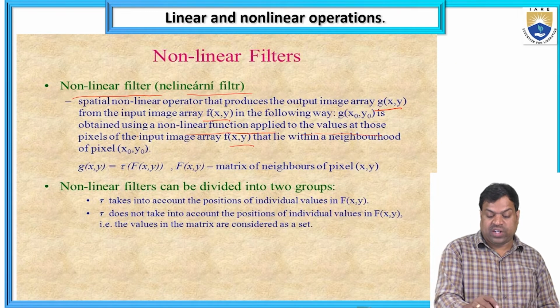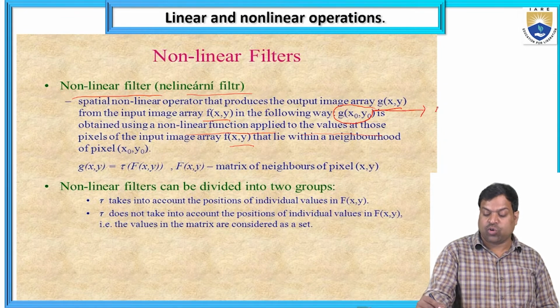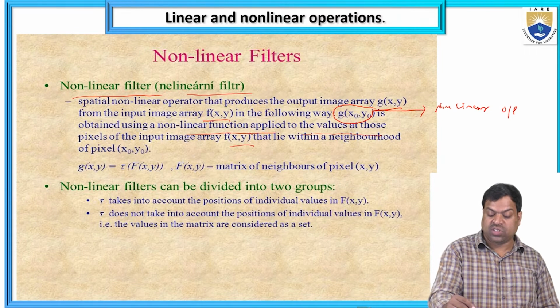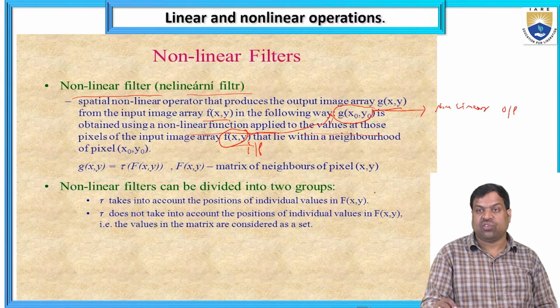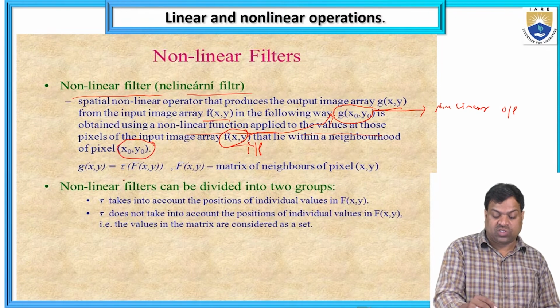G of x naught comma y naught is obtained as a nonlinear function applied to the values of those pixels of the input image f of x comma y. So this g of x naught comma y naught is a nonlinear output. But what is the input? The input for this function is f of x comma y. G of x naught comma y naught is nonlinear and is in the neighborhood of a pixel x naught comma y naught. So what is the output?